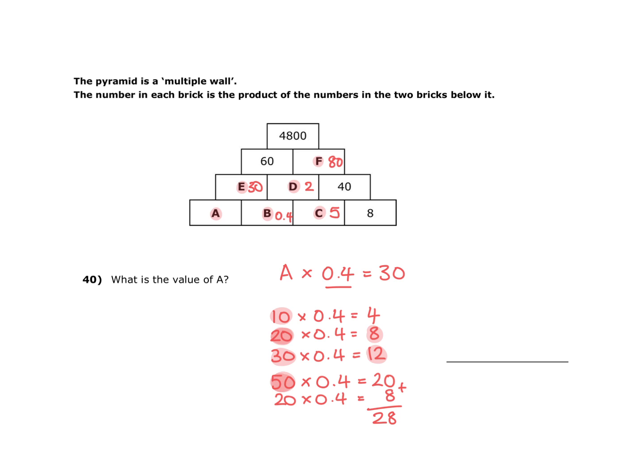So I have 50 groups of 0.4 and 20 groups of 0.4, so how do I make the remaining 2? Well, I know that 10 groups of 0.4 gives 4. So that means 5 groups of 0.4 would give me the remaining 2 that I need. In other words, 50 plus 20 plus 5, which gives 75, multiplied by 0.4 would give 30. The value of A then must be 75.